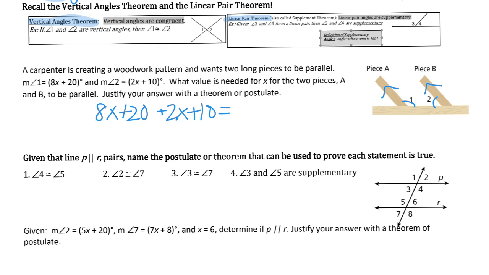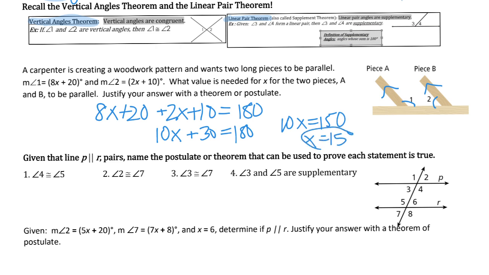If I would like them to be supplementary, because they're same side interior, then I need the two angles to add up to 180 degrees. So if we find the sum of the angles algebraically and solve it by subtracting 30 from both sides, you get 10x equals 150. And therefore x is equal to 15. And we could measure what each angle would be by plugging x back in to find the measure of each angle. So the theorem or postulate is the same side interior theorem, okay?